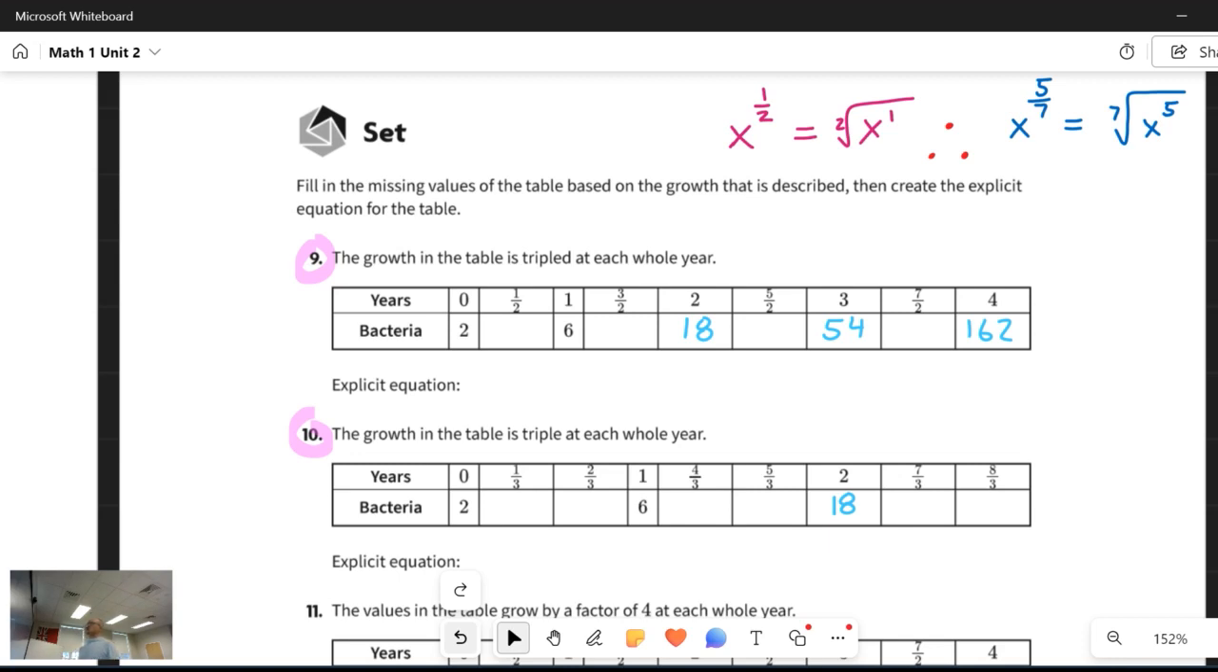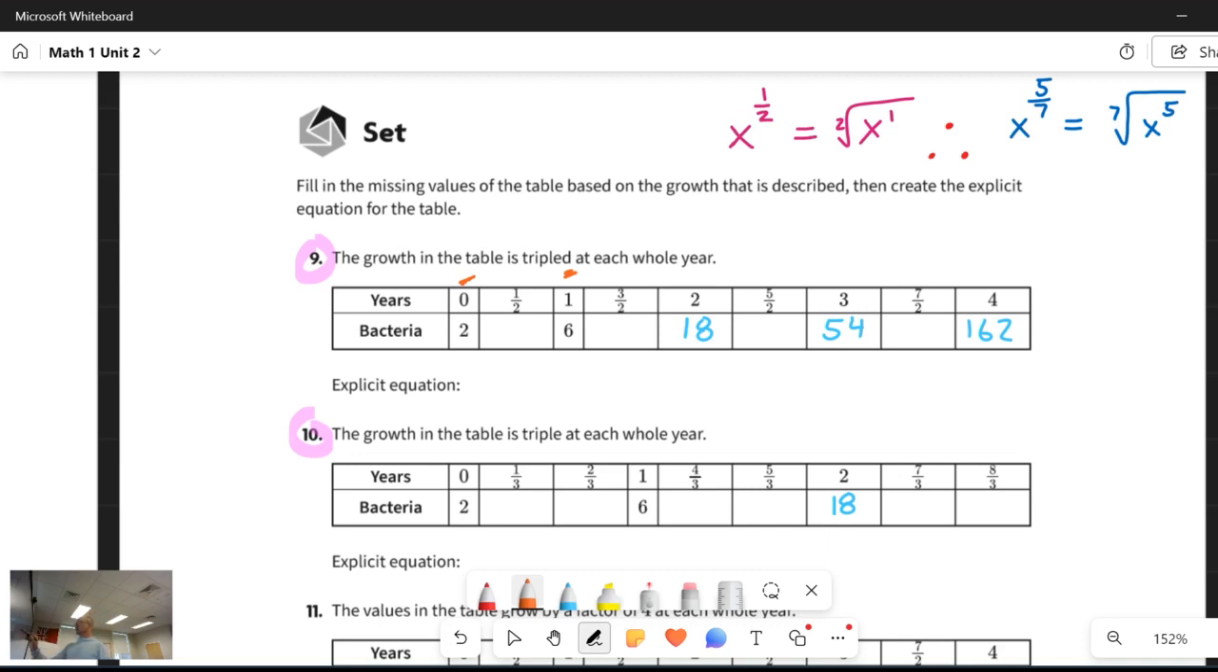Now, for problem 9, it asks us to fill in the missing values of the table based on the growth that is described, then to create the explicit equation for the table. Once again, I'm going to create my equation first because it gives us our first term, and it tells us essentially what our rate's going to be. What is our first term here? What is our second term here? Our year 0 and year 1.